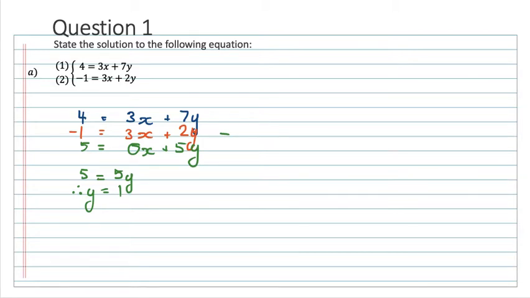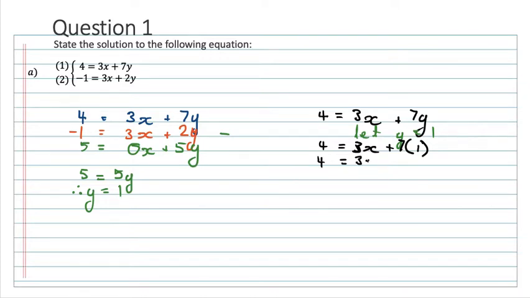Now if we go back and substitute this in, we'll pick 4 equals 3x plus 7y, and let y equal 1. What we find is we can solve the value of x as such. So 7 times 1, because we said let y equal 1, substitute 1 in for y. Now evaluating these expressions, 7 times 1 is 7, taking 7 from both sides of the equation yields -3 equals 3x, and therefore we find x equals -1, dividing both sides.